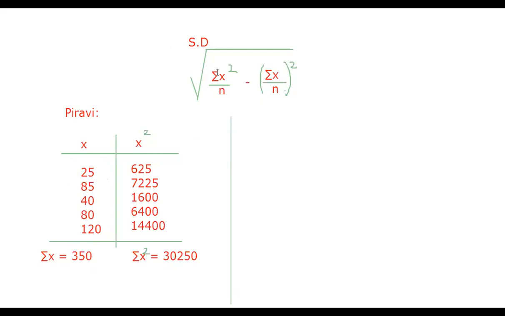So first thing is sigma x square. This is our sigma x square, that is 30,250. And what is our n? Small n, that is 5. Okay, so next, minus. So what is our sigma x by n? First we will go for sigma x, that is 350 divided by 5.